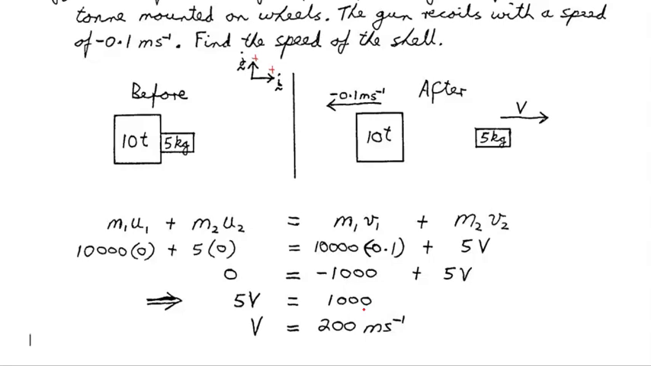So the total momentum after the interaction sums to 0, because minus 1,000 plus 5 times 200, which is 1,000, sums to 0. So total momentum after the shell is fired is 0. Total momentum before is 0. Just remember that this is the total momentum. All the parts of the system, if there are more parts than the 2 given in this example, all of it must be taken into account. And it must be a closed system. There are no outside interactions. Okay, that's it.